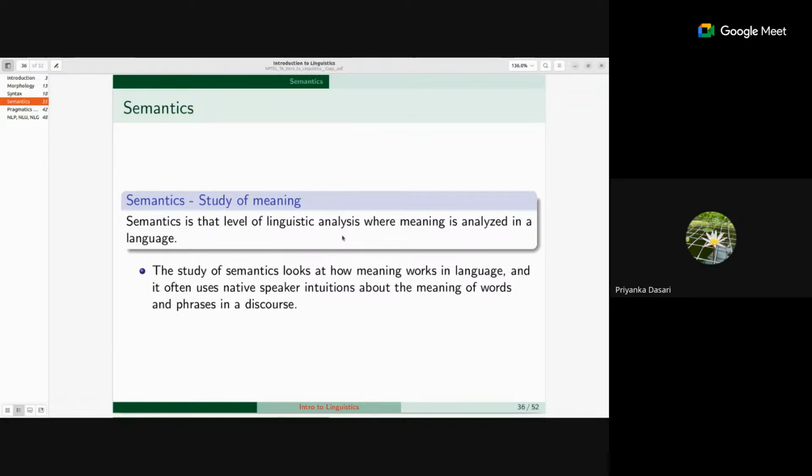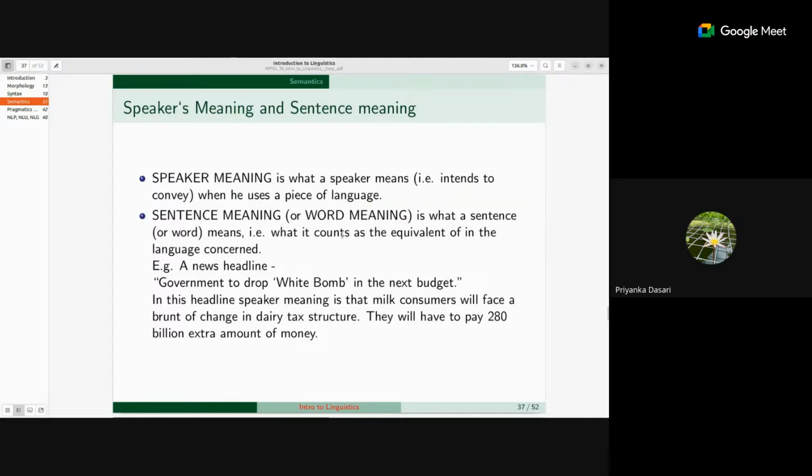It is where the meaning is analyzed in a language. It looks at how meaning works in a language and how native speaker intuitions about the meanings of words and phrases work in a discourse. So we know speaker meaning and sentence meaning. Speaker meaning is what the speaker means or intends to convey, and sentence meaning is what the sentence means, like what it counts as equivalent to in a language.